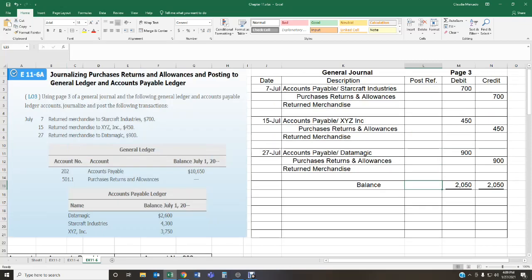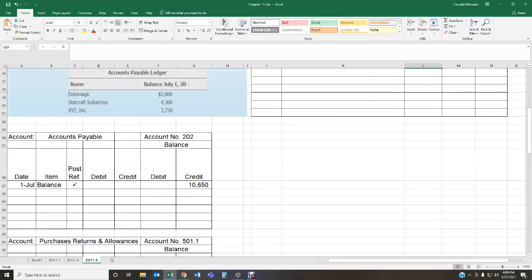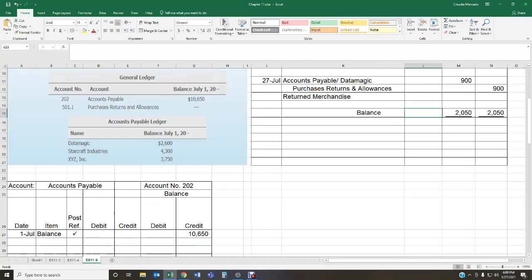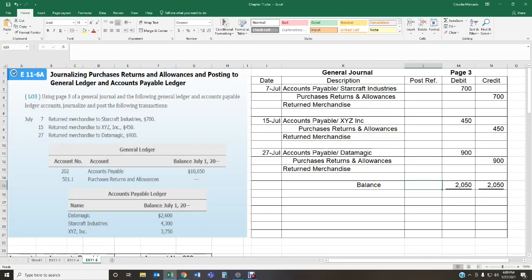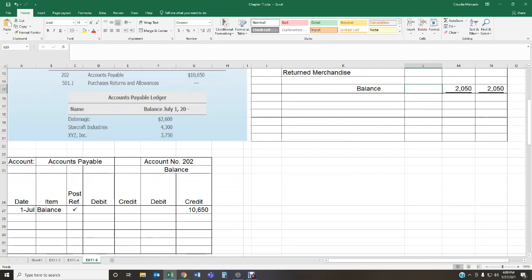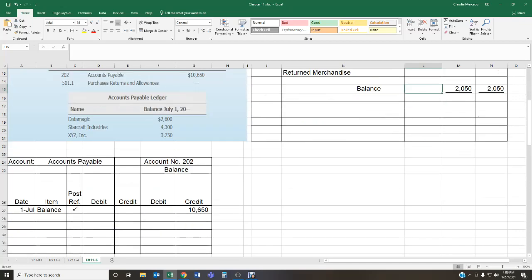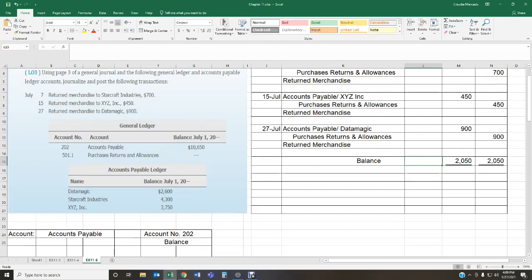Now, the second requirement is to transfer the information from your journal to your ledgers. And in this particular case, it's very easy because we're only using 2 accounts, just your accounts payable and your purchases, returns, and allowances. So, accounts payable had a beginning balance of $10,650.